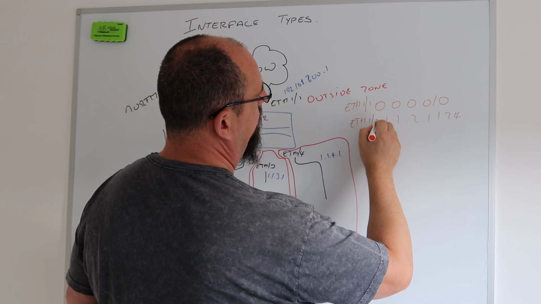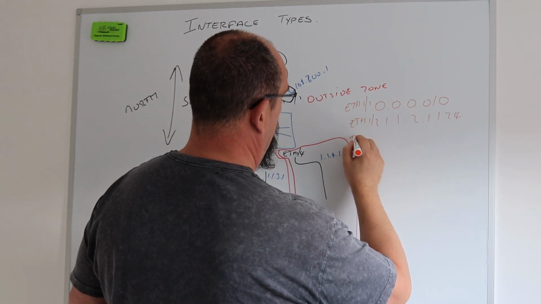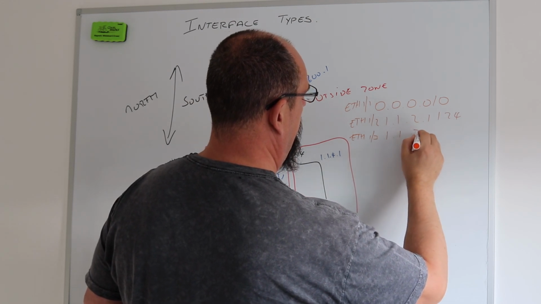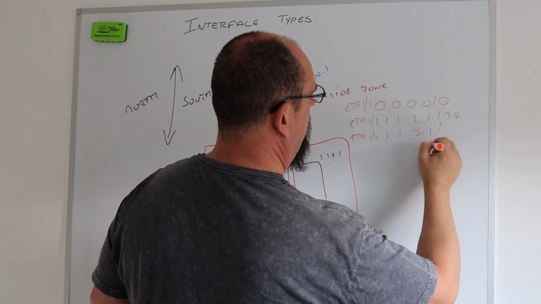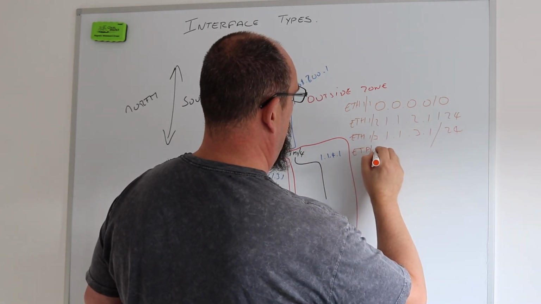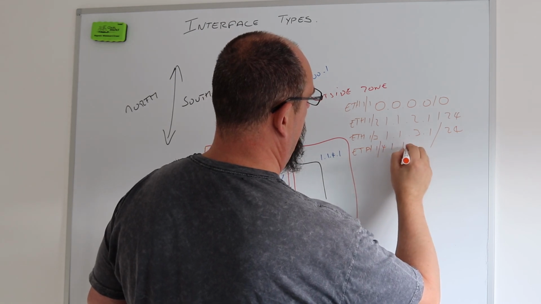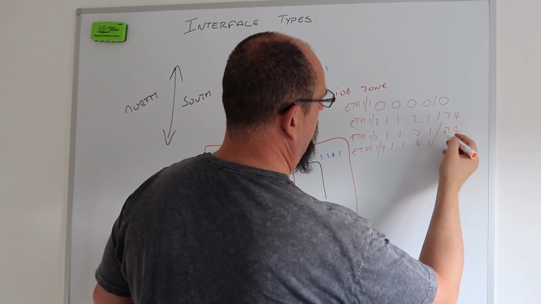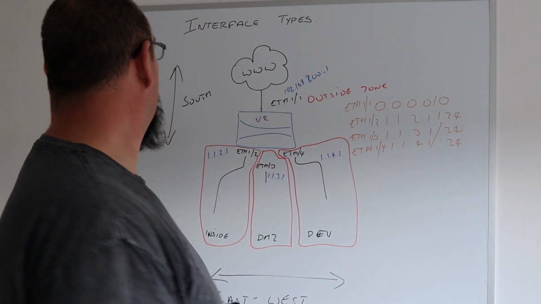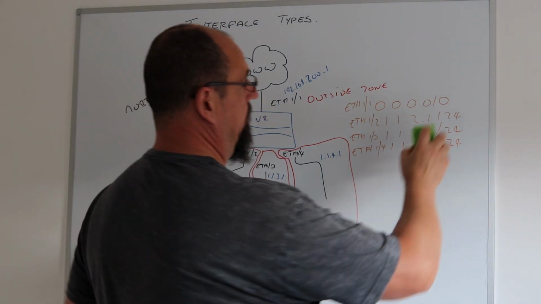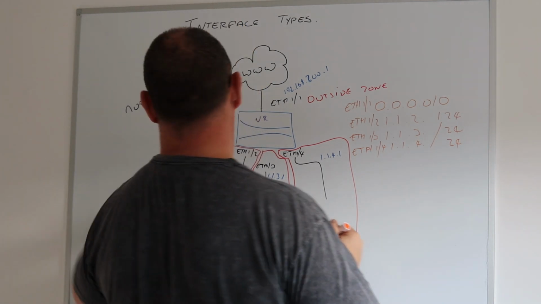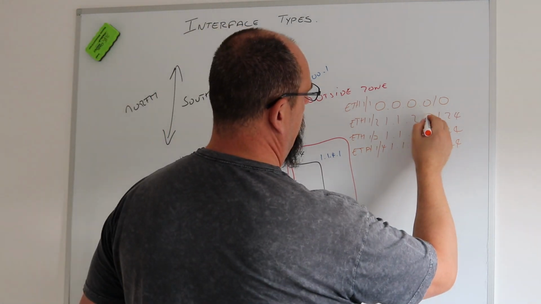ETH 1.2, ETH 1.3, 1.1.3.1/24, and then ETH 1.4, 1.4.1.4.1/24. Of course, the eagle-eyed, and I am going to correct that now, would notice that that actually isn't the case, because they would all be zeros because they're network addresses and not host addresses.